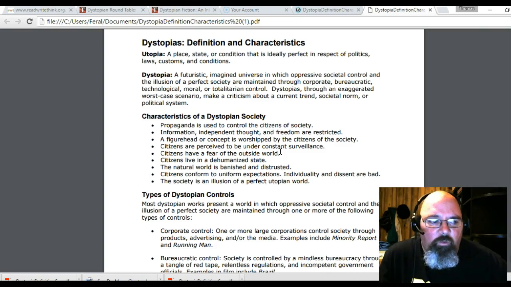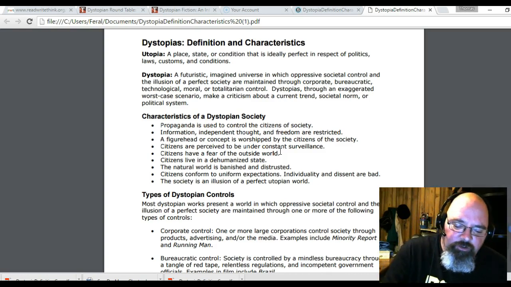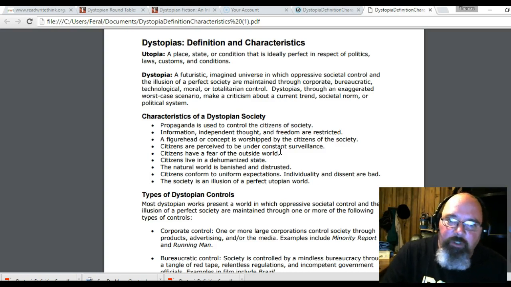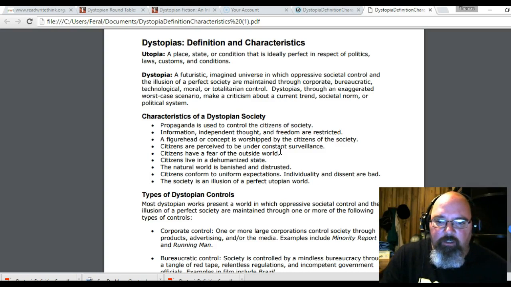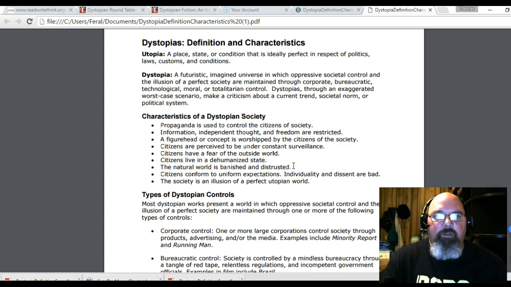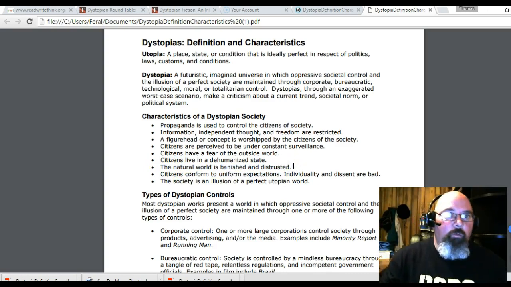We also see that in books like 1984, where the only thing that people are good for is to be a worker, to be a slave. We see that in Divergent, where each person is put into a category, and they're not allowed to stray outside of that category. They're not human, they're just a category. That's dehumanizing. We also have where the natural world is banished or distrusted. When things that we take for granted and that are just normal and natural are no longer considered to be normal or natural.